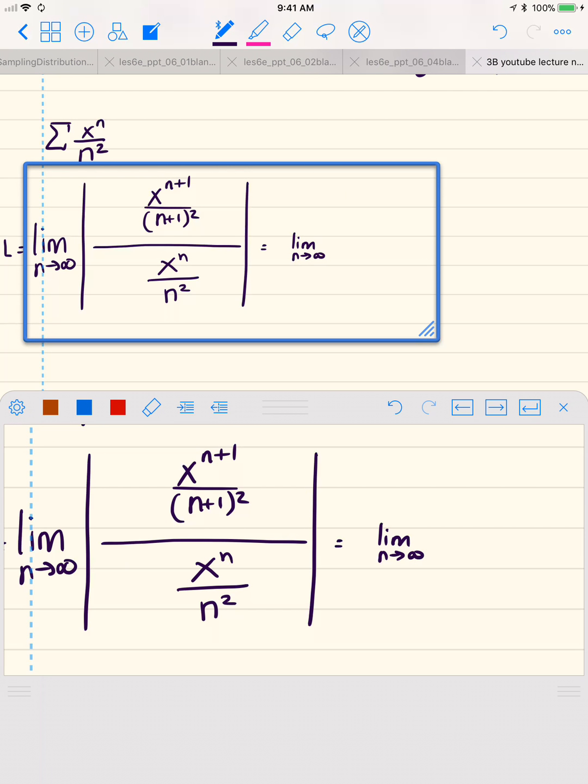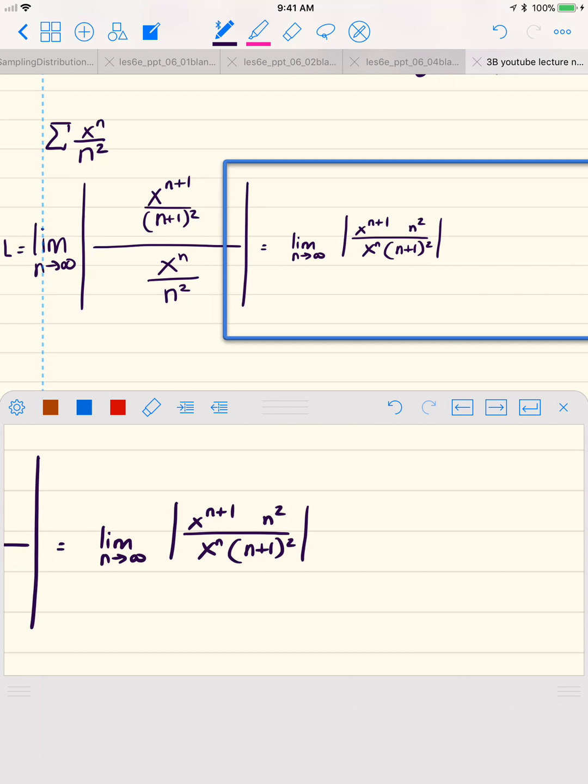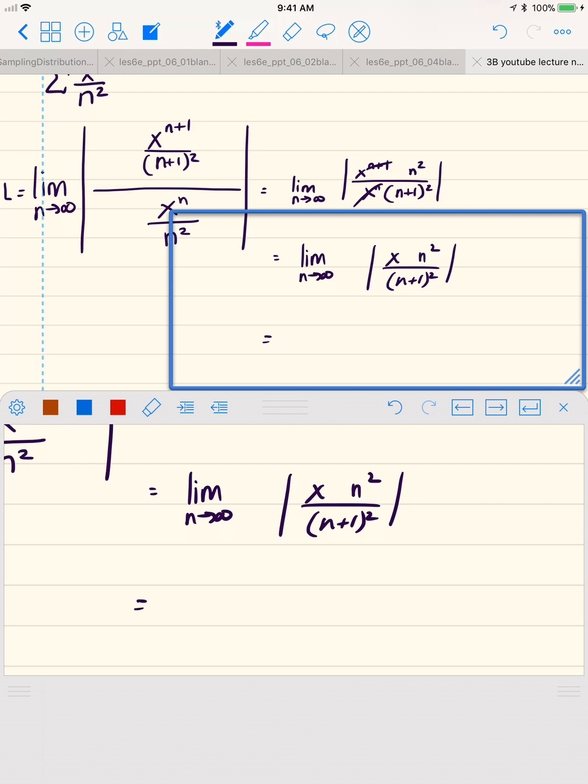So when I simplify, I'll get x to the n plus 1 over x to the n. Then I'll have n plus 1 quantity squared and n squared. And I've still got absolute values. And here we can do some more simplifying. So I have the limit as n goes to infinity, because the x to the n and the x to the n plus 1 are going to cancel out, and I'll just have x. And then I'll have n squared over n plus 1, quantity squared, absolute value. And then this is equal to.